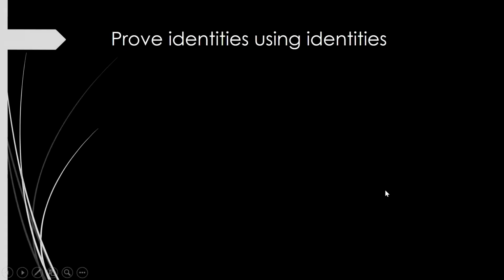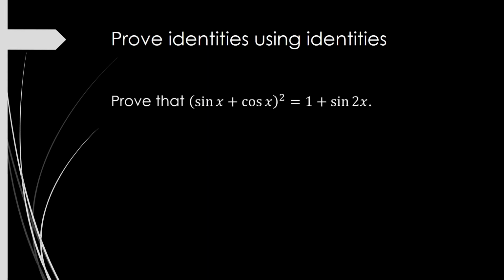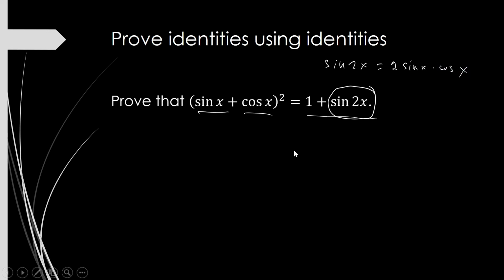So instead of proving the double angle identities, I will prove other identities. Let's say, for example, this one. Prove that the square of sine of x plus cosine of x is equal to 1 plus sine of 2x. This one requires our double angle identity for sine. Sine of 2 times x is equal to 2 times sine of x times cosine of x.